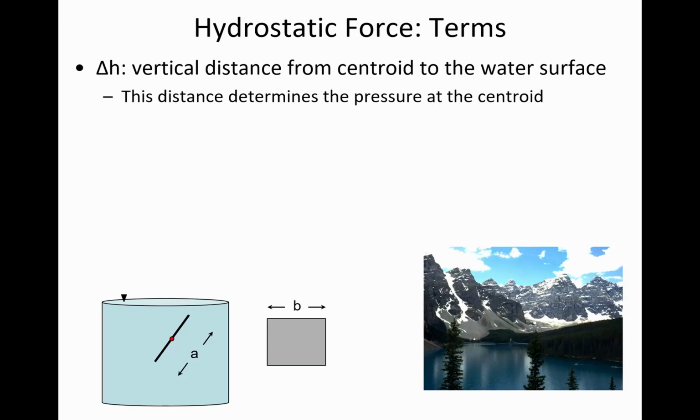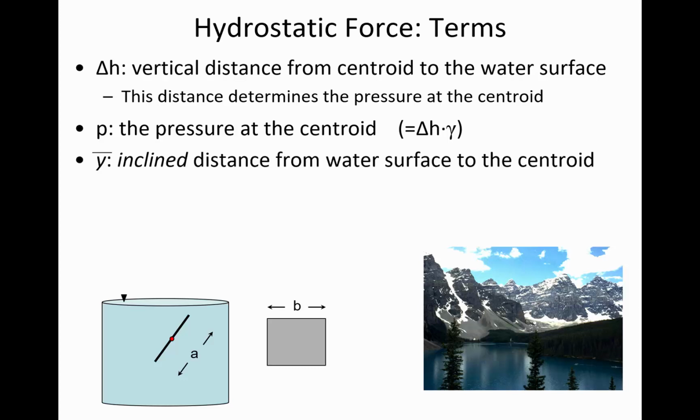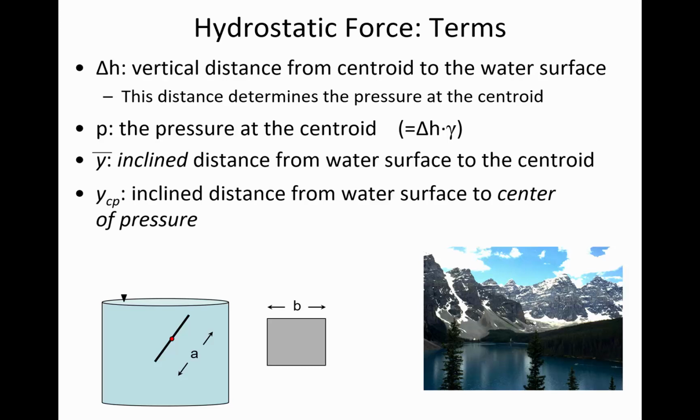So here are those definitions. Delta H is the vertical distance from the centroid to the water surface. And that is important because that's going to tell us the magnitude of the force. The force magnitude is determined by the pressure at the centroid. And the pressure at the centroid we can calculate with the hydrostatic equation, which is depth multiplied by the unit weight of the fluid. Y bar is the inclined distance from the water surface to the centroid. YCP is that same inclined path, but from the water surface not to the centroid, but to the center of pressure. So the force is located at the center of pressure.